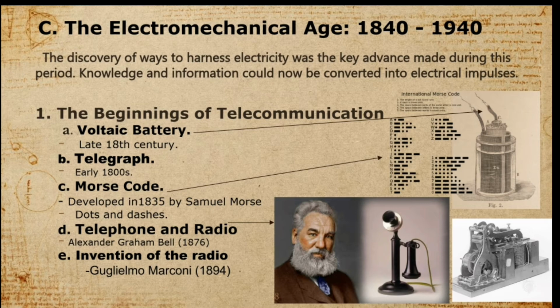The beginnings of telecommunication. First is voltaic battery. The voltaic pile was the first electrical battery that could continuously provide an electric current to a circuit. It was invented by Italian physicist Alessandro Volta, who published his experiments in 1799. The voltaic pile, invented by Alessandro Volta in 1800, was the first device to provide a steady supply of electricity.